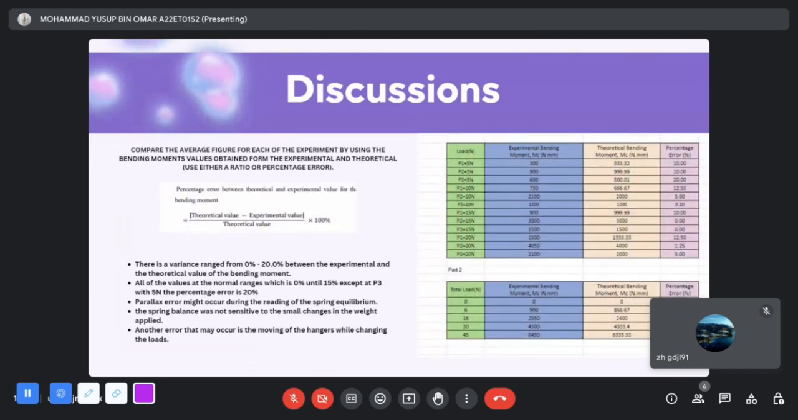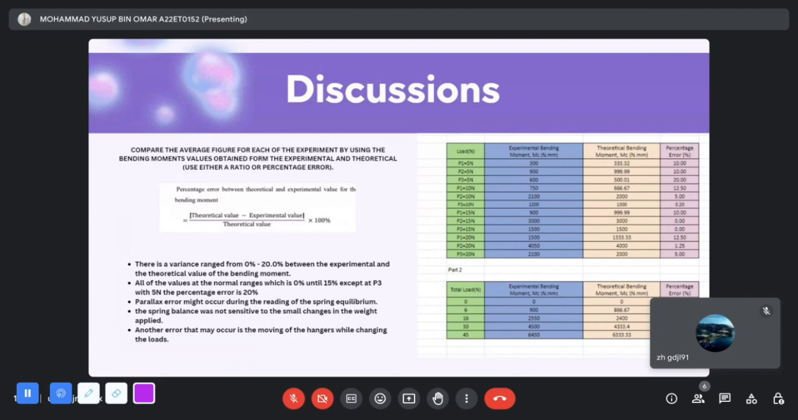The other question is to compare the average figure for each of the experiments, using the bending moment value obtained from the experimental and theoretical results, as a percentage ratio. In this experiment, we use this formula: theoretical value minus experimental value, over theoretical value. We multiply by 100% so we get the value as a percentage. This is how we calculate the percentage error between the theoretical and experimental value for the bending moment.